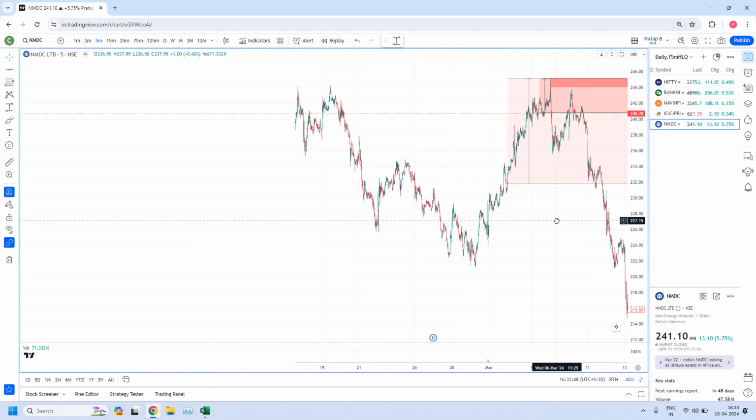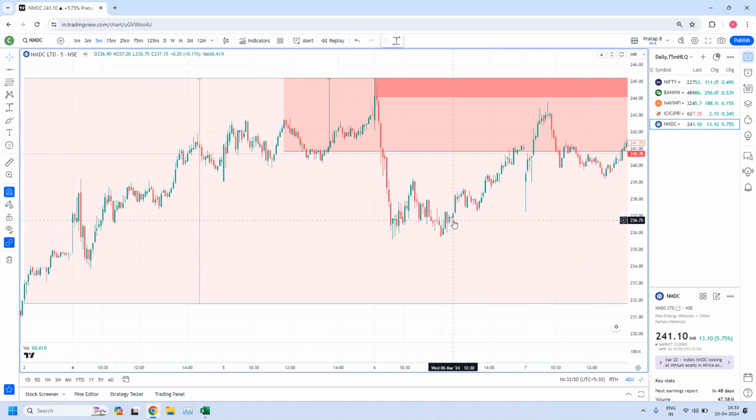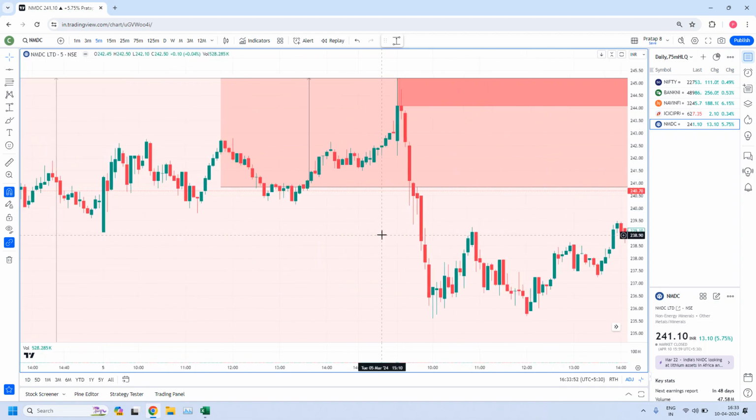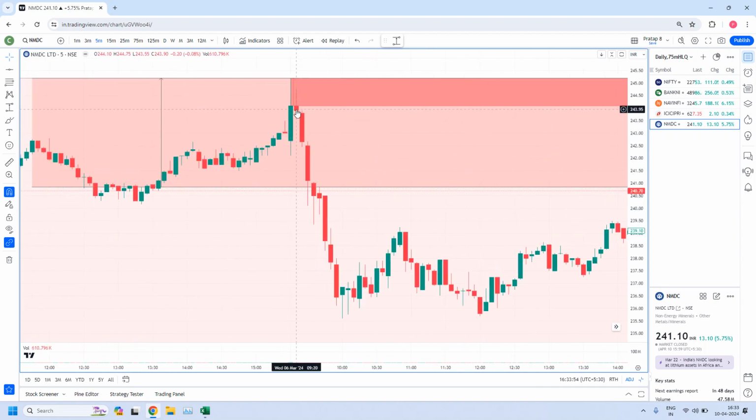Now I shifted to the 5 minutes time frame. See here, we have an excellent rally, base and a drop. You can plan a trade like this, week to week, type 1 entry. This is a type 2 entry.